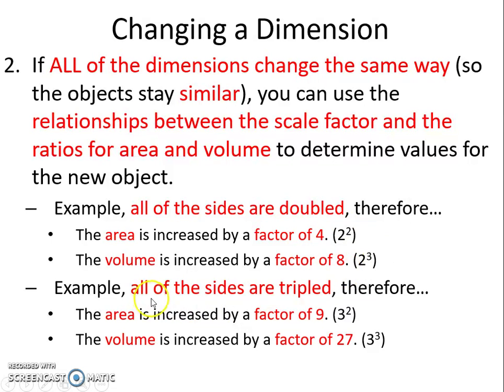If all sides are tripled, then the area is increased by a scale factor of 9, because it's 3 to the second power, 3 times 3 is 9. Because area, you do it twice. So right here, if it's double, then 2 times 2, 4, right? And then for volume it's cubed, so 2 times 2 times 2 is 8. If it's triple, then it's 3 times 3, 9. And then volume is 3 times 3 times 3. The cube is for the volume. That's 27. So let me show you what I mean by that.